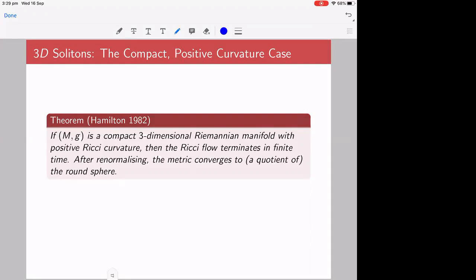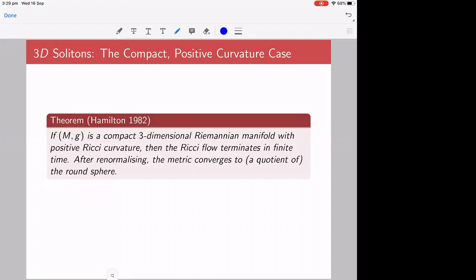But not just that, it turns out that close to the singular time, provided you renormalize, the metric actually converges in the Gromov-Hausdorff sense to the round sphere, or at least a quotient of the round sphere by a finite subgroup.